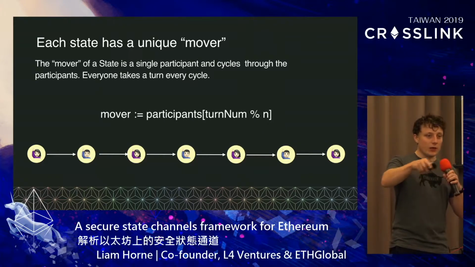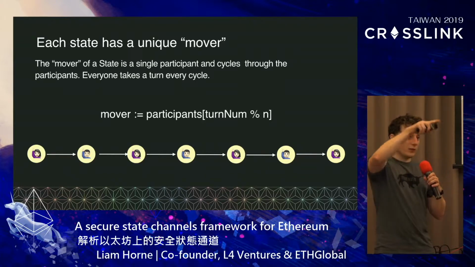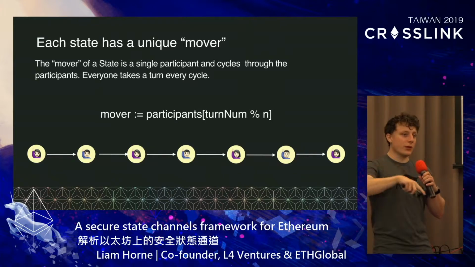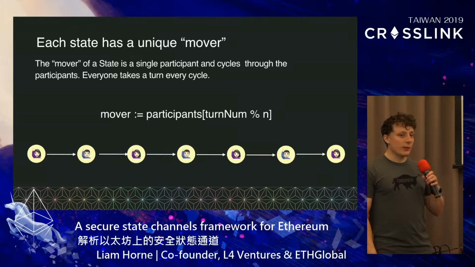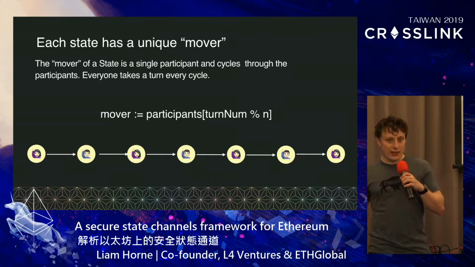Alice, Bob, Alice, Bob, Alice, Bob. You keep going in a cycle. And if it was 3 people, it's Alice, Bob, Charlie, Alice, Bob, Charlie. And each state, again, is signed by just one of those people. And it's exactly one of those people that's expected to sign each state.